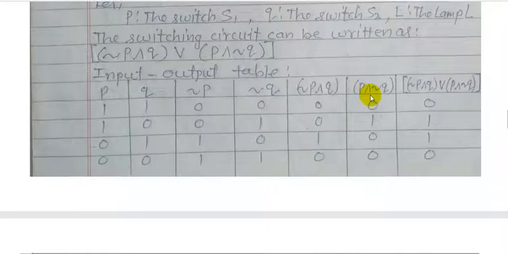For P and negation Q, we see the first column and the fourth column. There are 1 1 in these two only, so this will be 1, otherwise the rest are 0. Now using the OR rule in column number 5 and column number 6: 0 or 0 is 0, 0 or 1 is 1, 1 or 0 is 1, 0 or 0 is 0.